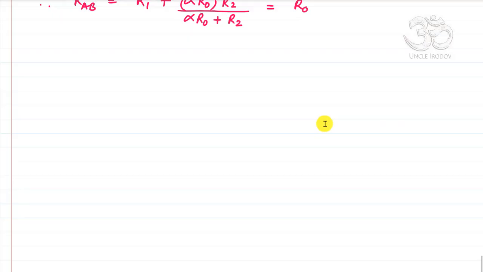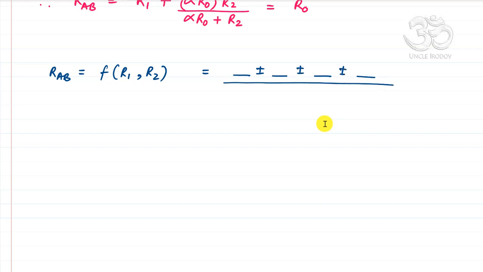You will get all kinds of functions. I'm just assuming that maybe the resistance between A and B is some kind of function of R1 and R2, right? So it will have some format, and there will be some terms in the numerator, and there will be some plus or minus between those terms in the numerator, and there will be some terms in the denominator, and some plus or minuses between those terms in the denominator. Right, with this I think there should be no issue.